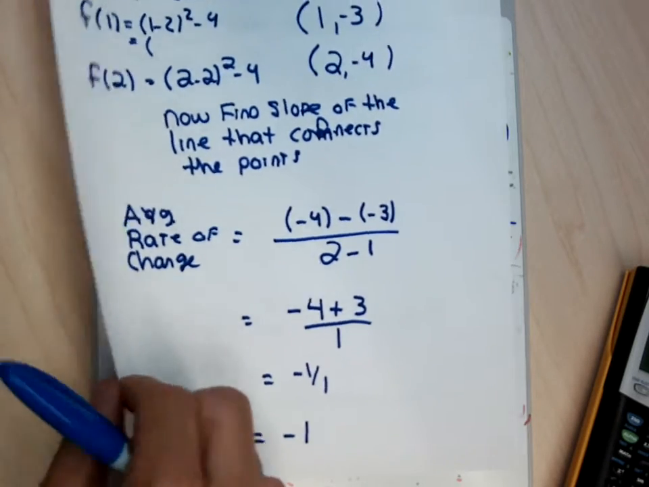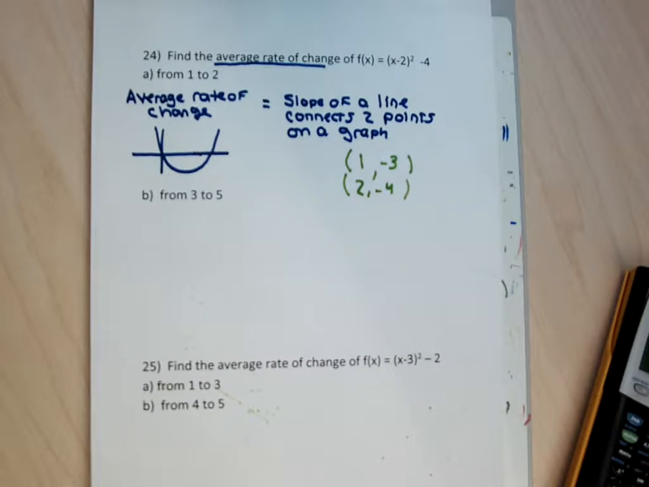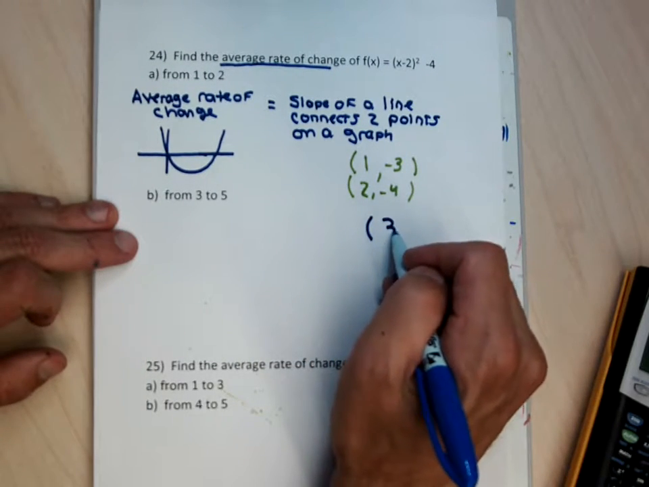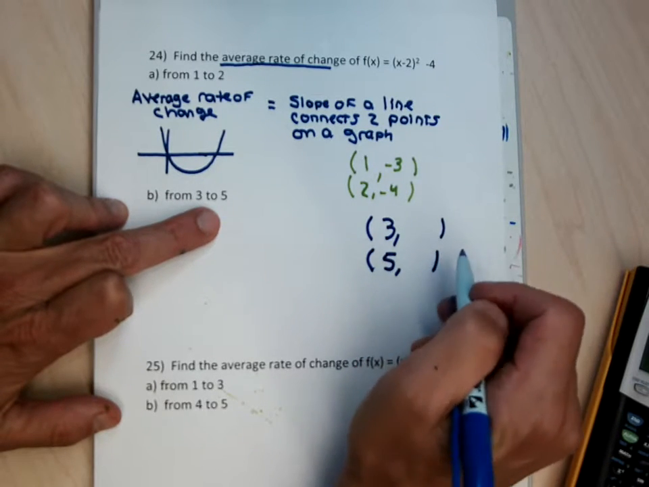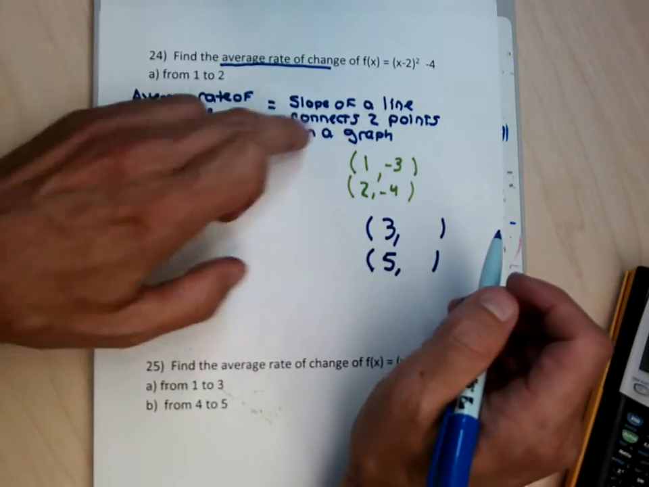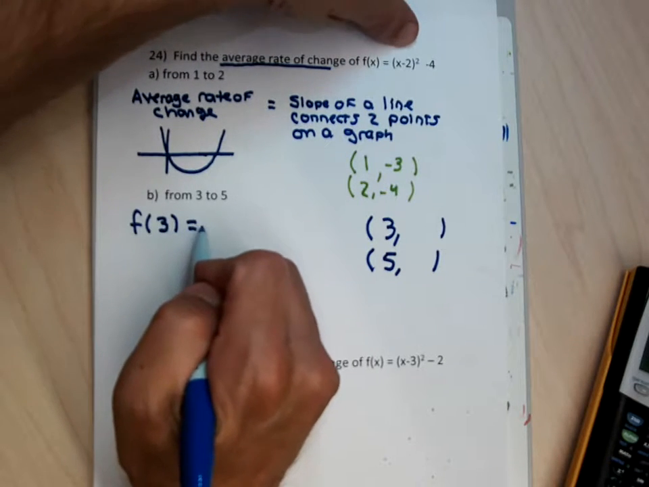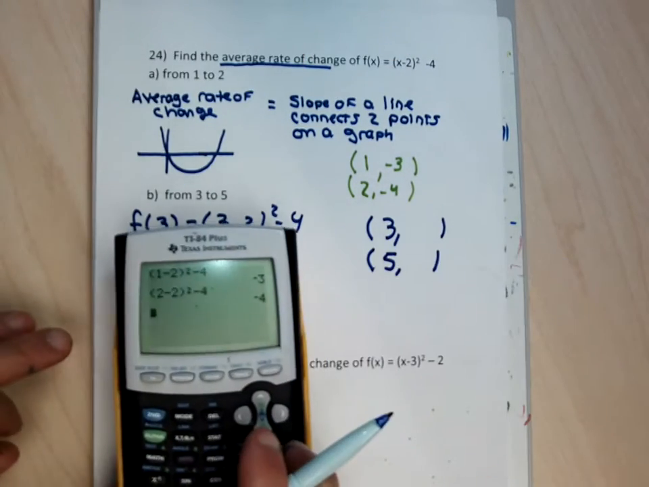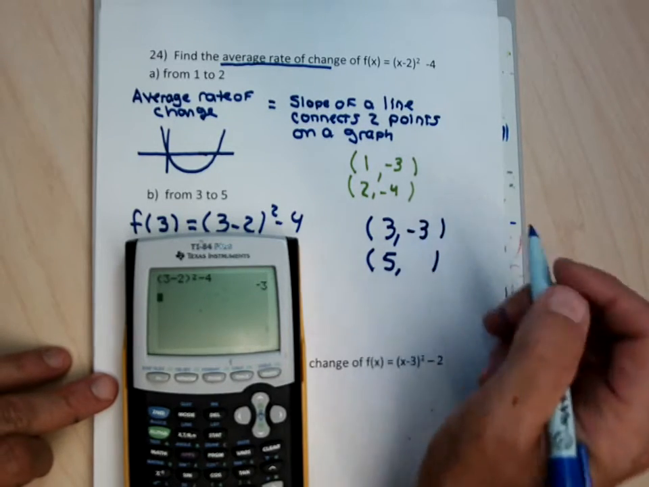We'll go on and do 24b. 24b gives me the same function, asks me to find the average rate of change between two different values of x. First thing I need to do is create points. The x coordinate of the first point is 3. The x coordinate of the second point is 5. To get the y coordinates, I'm going to plug 3 in for the x. The first y coordinate, I'm going to go f of 3 equals 3 minus 2 squared minus 4. And that's going to be parentheses 3 minus 2 squared minus 4. That's going to be -3 for its y coordinate.